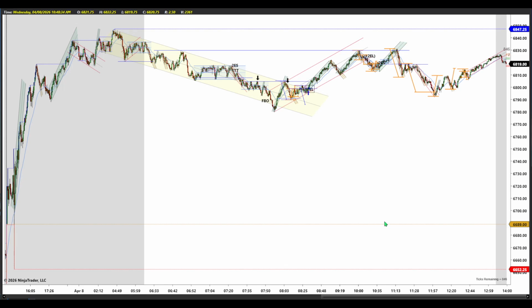April 8th, 2026. This is the S&P 500 E-Futures Mini on the 2000 tick chart using NinjaTrader 8. This is what the chart looked like today. The only economic data that came out was around 11 o'clock Pacific Standard, which is about right here in this region. And it didn't really move the market.